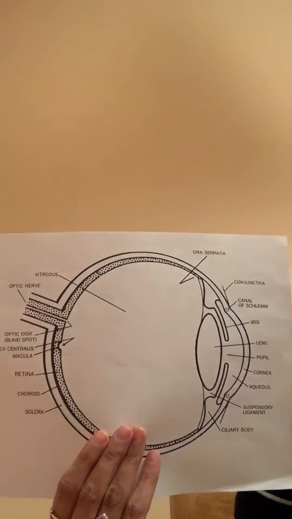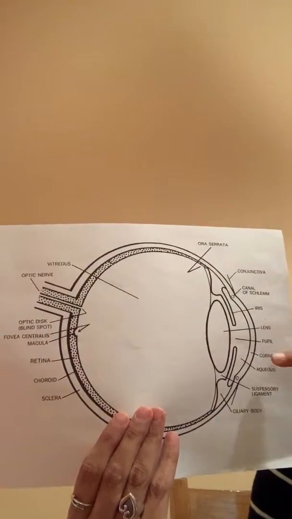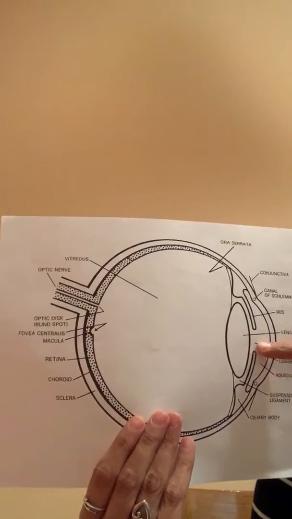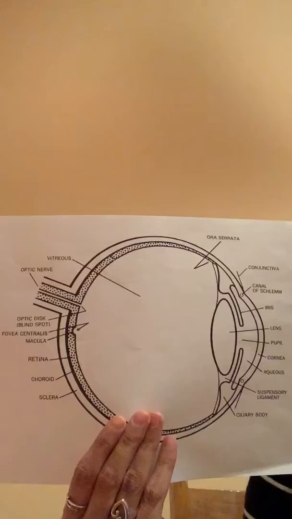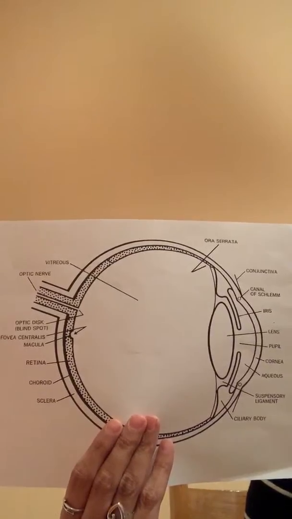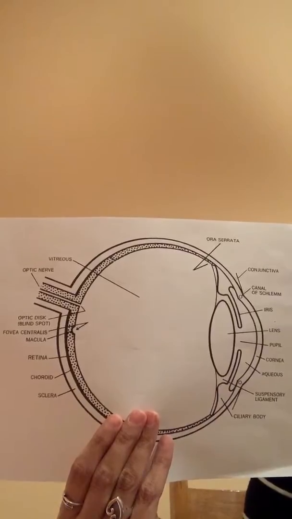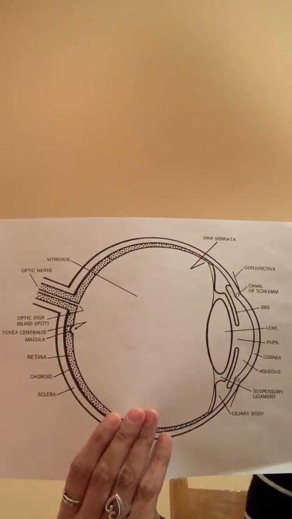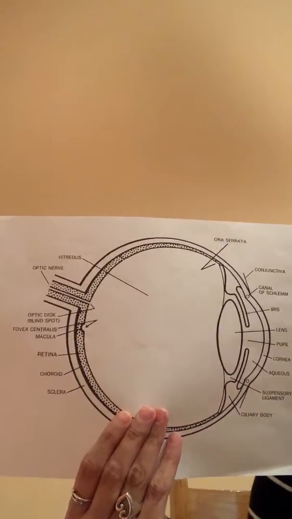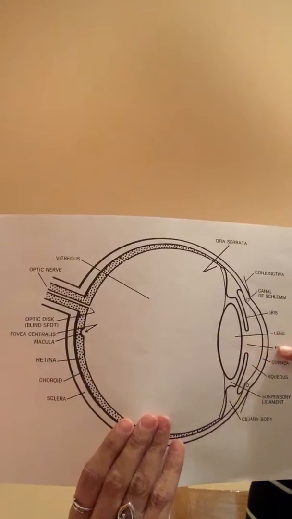All right. Next, we have the pupil right there, and the pupil is the round hole right in the middle of the iris. Wow, I thought that was super interesting. Its function is to allow light to go in through it, right in there, the pupil.